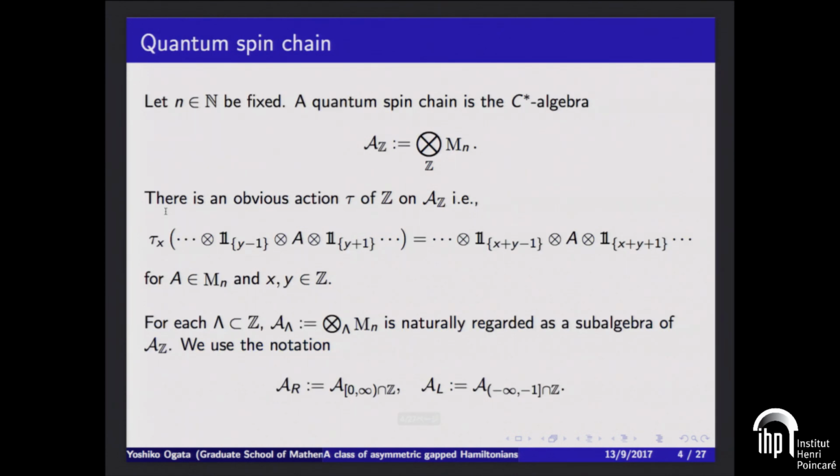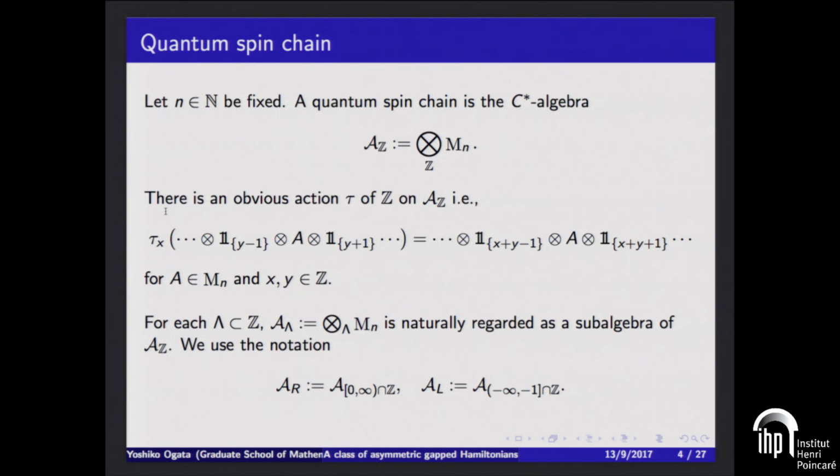Now I would like to consider ground states on a quantum spin chain. Let me introduce my system. Let n be some fixed natural number, and I consider a quantum spin chain as a C*-algebra given by this infinite tensor product of n by n matrices. Then there is an obvious action tau of Z on this quantum spin chain, namely just the shift. If you write it in this equation, it will be like that. But anyway, there is the shift, and I denote it by tau. I call it space translation.